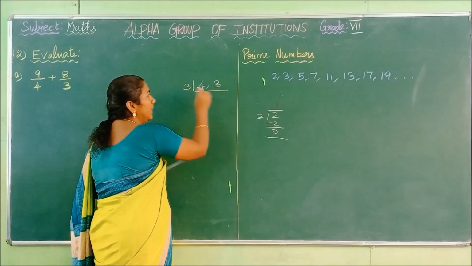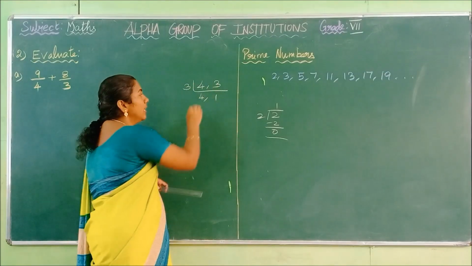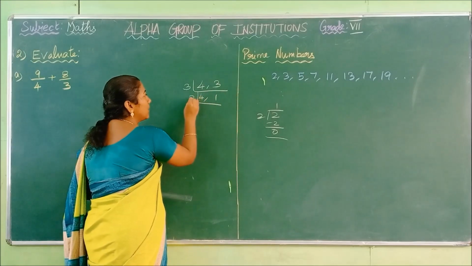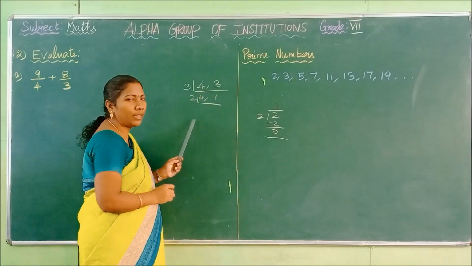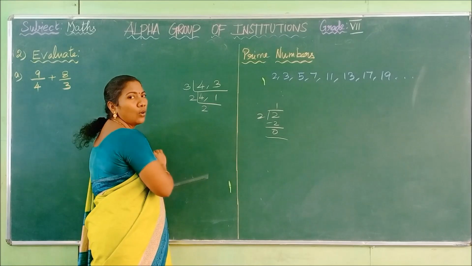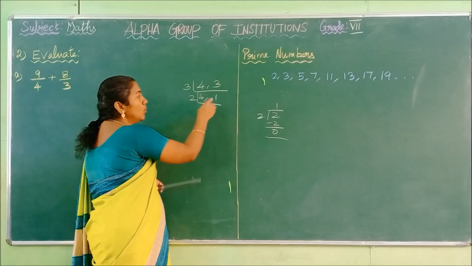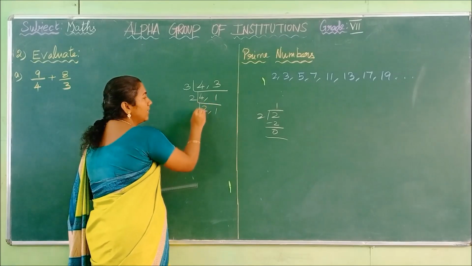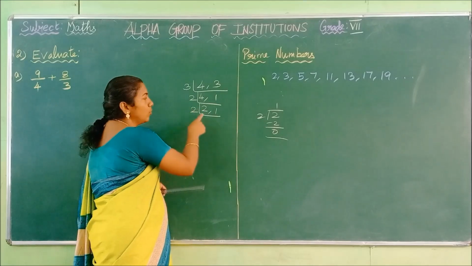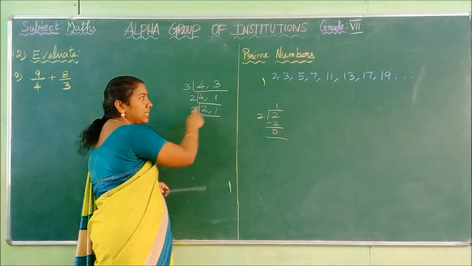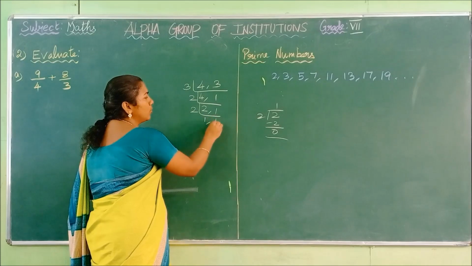So 3 comes in the 3 table how many times? 1 time. Next we are going to write the divisor as 2 because 4 is divisible by 2. So 2 2s are 4. So write 2 here. So write the 1 as it is and then write the number 2 here. Because we can divide the 2 by 2, as it's a prime number. So 1 2 is 2, write 1.